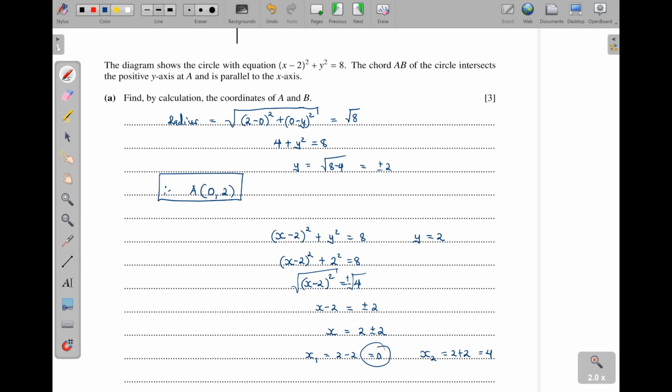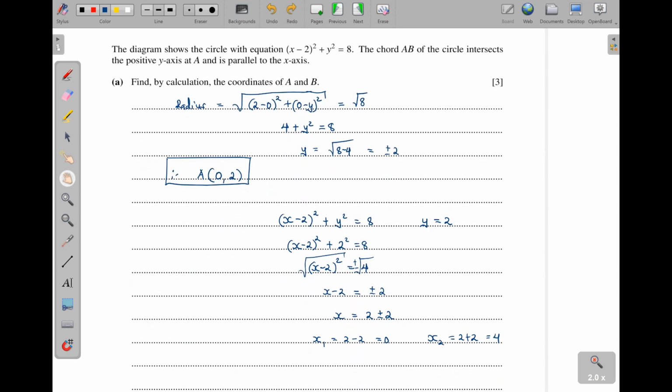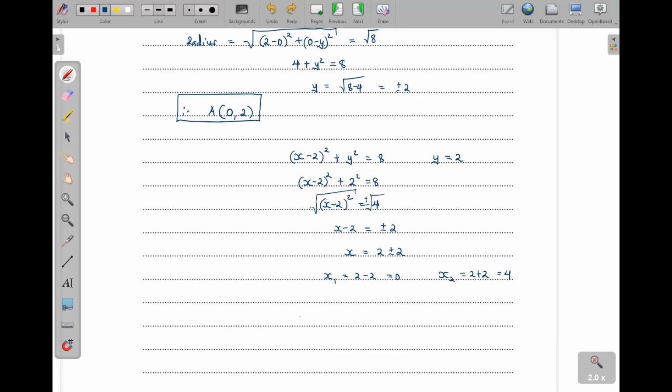Now one x is 0, which we have gotten here where this line meets the curve, you see? And the other one has to be the 4, which we have gotten. So that therefore implies that the coordinates of B are (4, 2). Remember, A and B have the same y coordinate since that line is parallel to the x-axis.